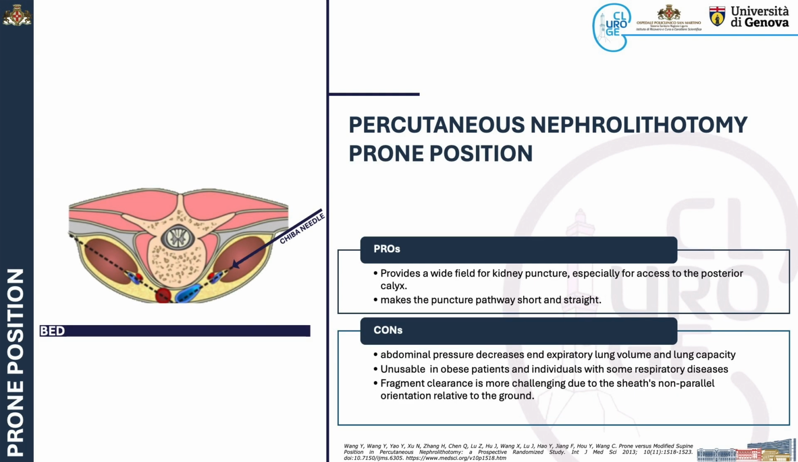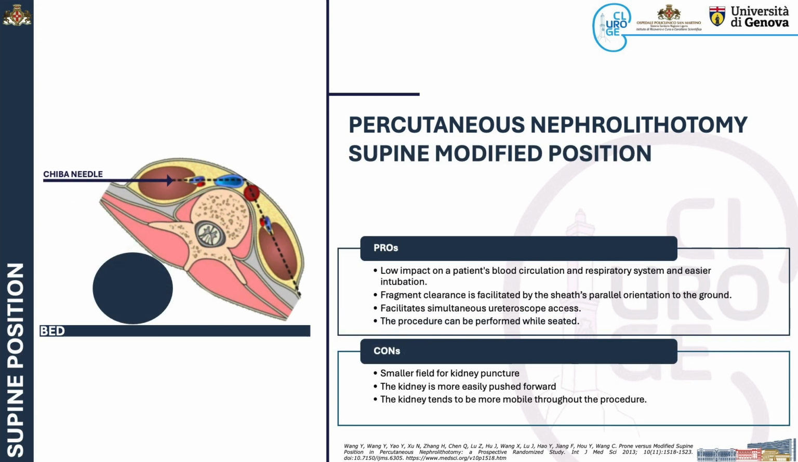The prone position allows access to even the most posterior calyces. On the other hand, its applicability is limited in obese patients and it presents greater challenges in terms of respiratory management, making it less favorable in certain clinical scenarios. The supine position, while more manageable from an anesthetic perspective, limits the available renal access window and may restrict access to posterior calyces.